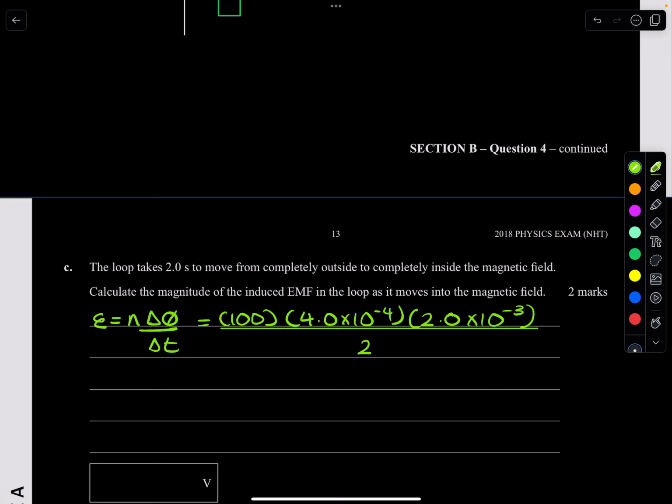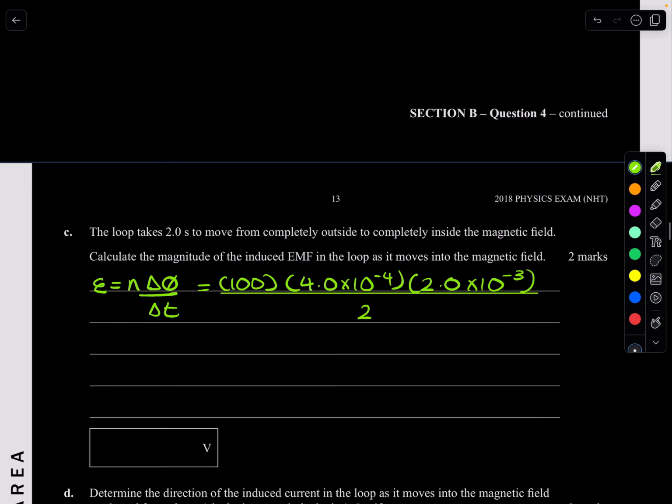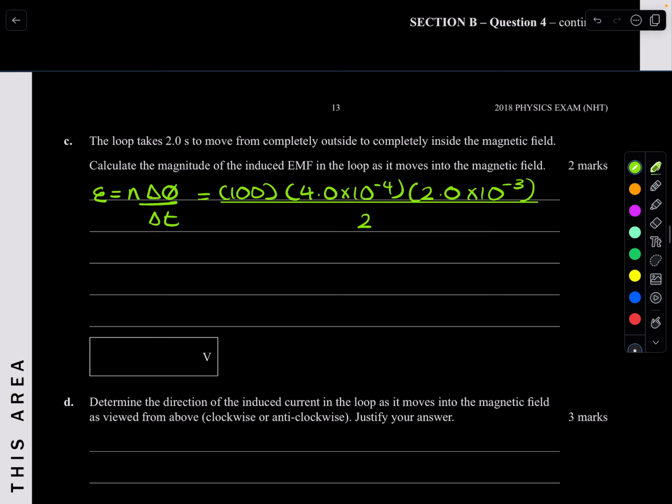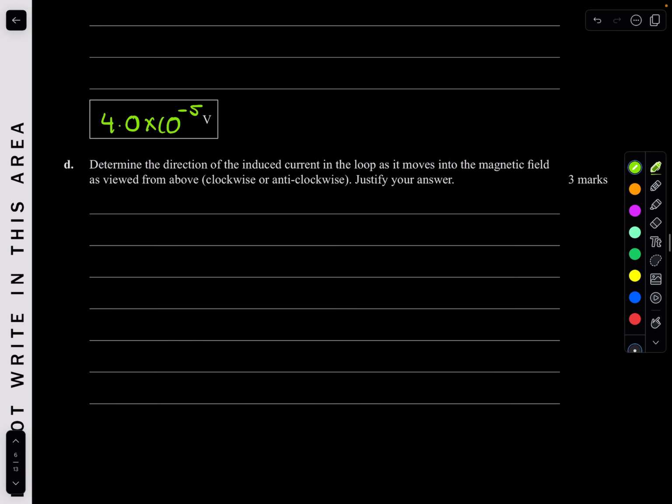So putting that all together, we should get our EMF. 100 times 4.0 times 10 to the negative 4, times 2.0 times 10 to the negative 3, divided by 2. That gives me, wow, a very, very small number. To two significant figures, 4.0 times 10 to the negative 5 volts. That looks good.